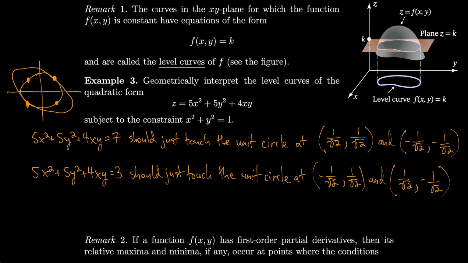And if I want to just touch it, I should be inside then, right? Now that came out a little better. So this outer one was the level curve for k equals 7, and the inner curve was for k equals 3.